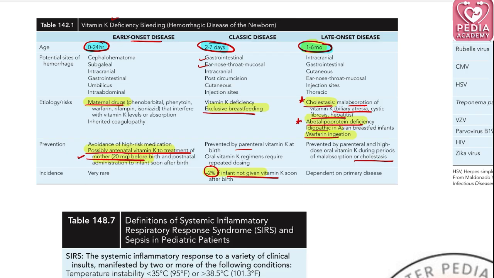How will we prevent early onset vitamin K deficiency? Antenatal vitamin K treatment to mother and postnatal to infant. Very simple. Classical disease, how can we prevent this? Again, vitamin K at birth and repeat vitamin K dosing is required. Late onset disease, cholestasis management.